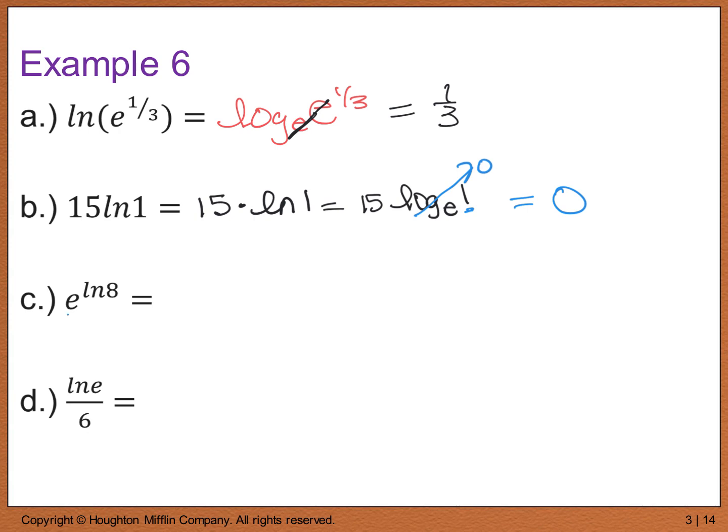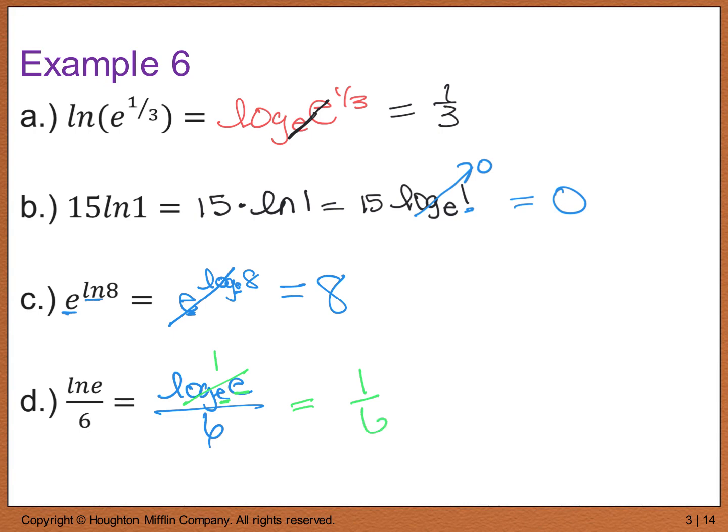For part C, I have e to the natural log of 8. If I rewrite that, that's really e to the log base e of 8. Because the base of my log is the same as the base of my exponent, I'm going to cancel those out, and that's going to leave me with 8. And then here, I really have log base e of e being divided by 6. Again, when I have a log with a base that's the same as the base of the power, these are going to cancel and leave you 1. So here, I'm left with a solution of 1/6.